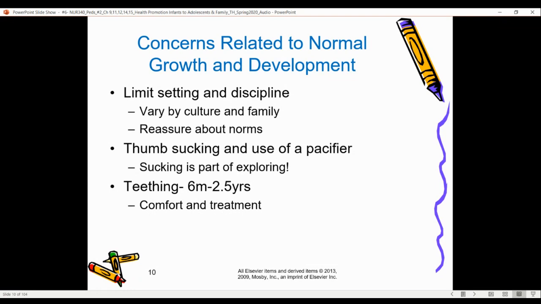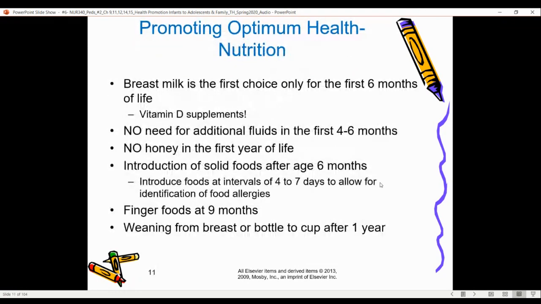So there are lots of options to help parents deal with teething. And again, it can be a really long period that kids are going through and dealing with that. Thanks for the link, Sydney. That's great. If you guys see that link there, you can click on it and see what it looks like. That's a popular one. Okay, so those are concerns with normal growth and development in this infancy period.